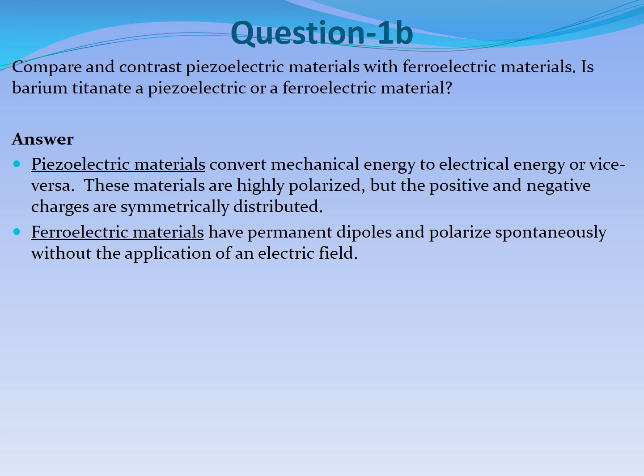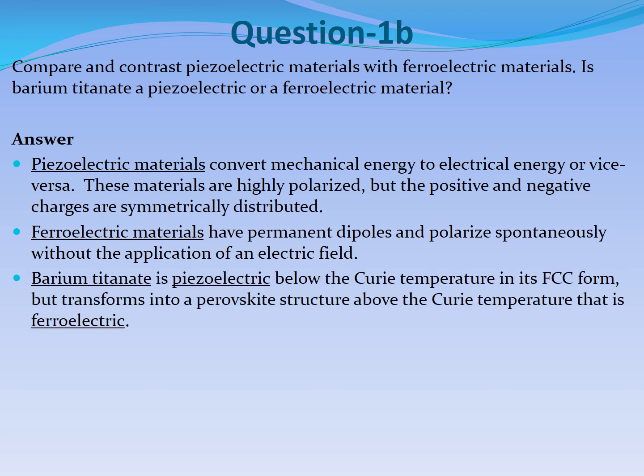With barium titanate, some of you studied it a little more carefully, some of you did not. Barium titanate is piezoelectric before the Curie temperature in its FCC form, but transforms into a perovskite structure above the Curie temperature, and once it transforms from FCC into this, then it becomes ferroelectric. So this is important. Many of you wrote that this is piezoelectric. It is piezoelectric at normal temperatures, below the Curie temperature, which is normal temperature.